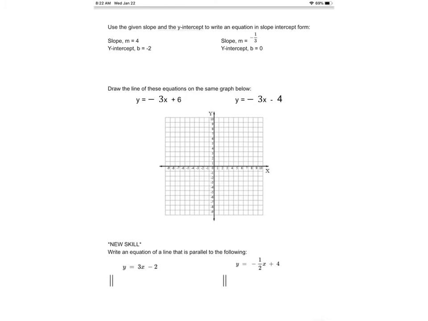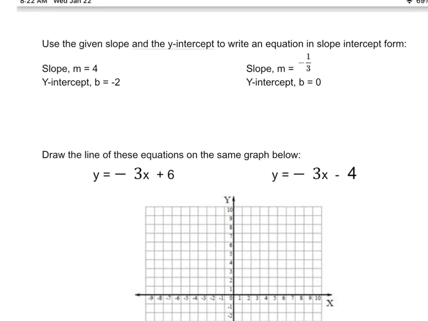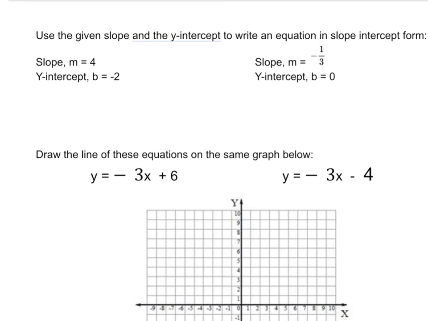Okay, on this side we're going to review something and learn something new. So there'll be one new concept at the end here, so pay close attention when we get there. Let's first use the slope and the y-intercept to write an equation in slope-intercept form. What is the equation in slope-intercept form? Y equals mx plus b.